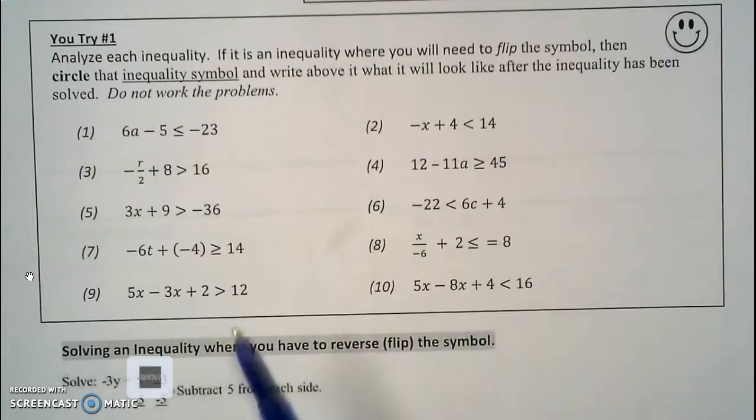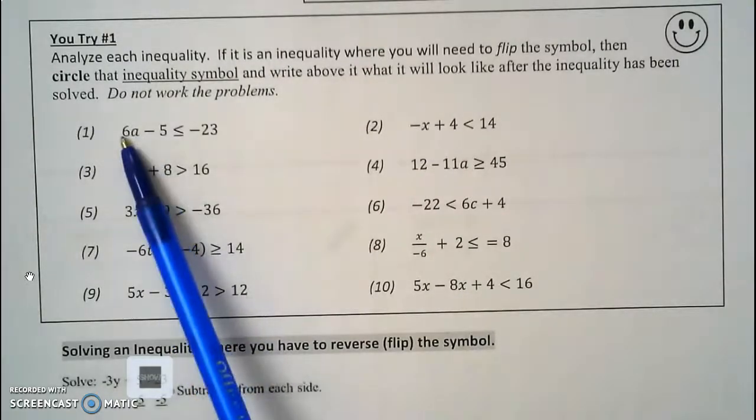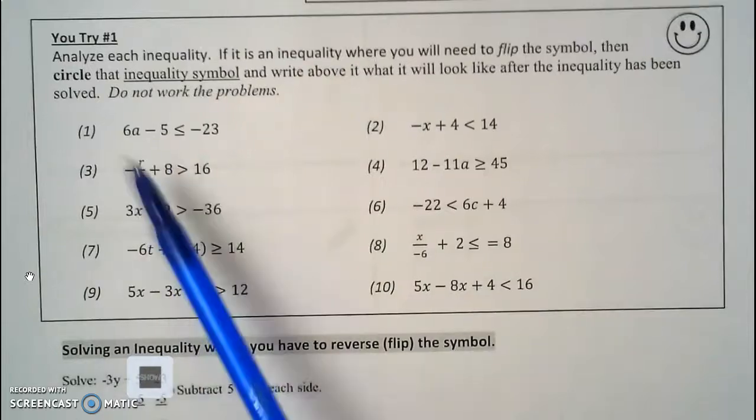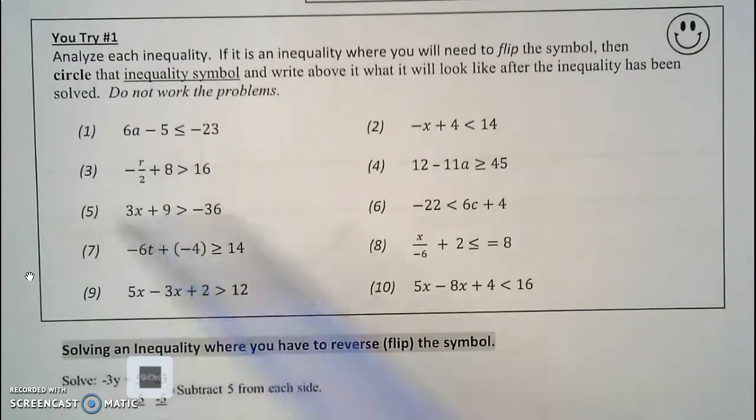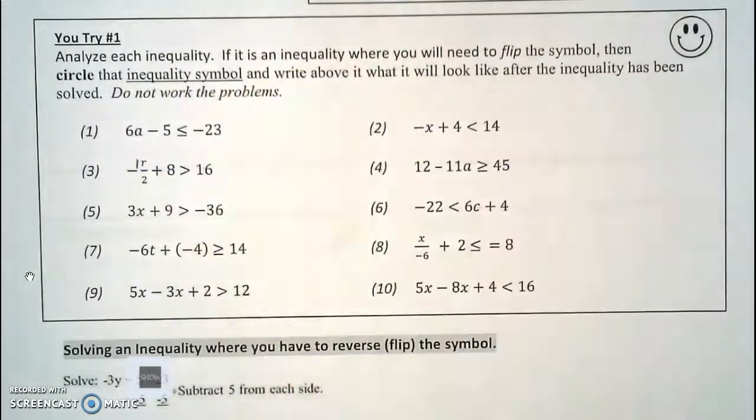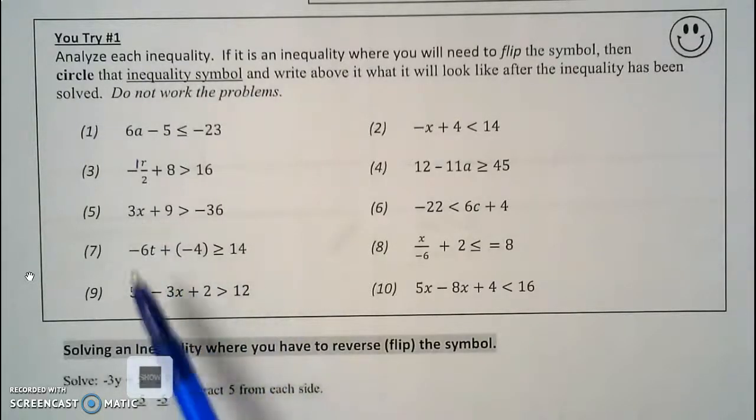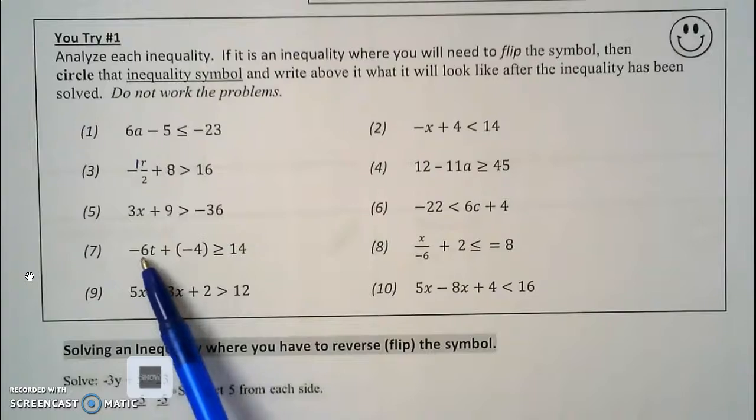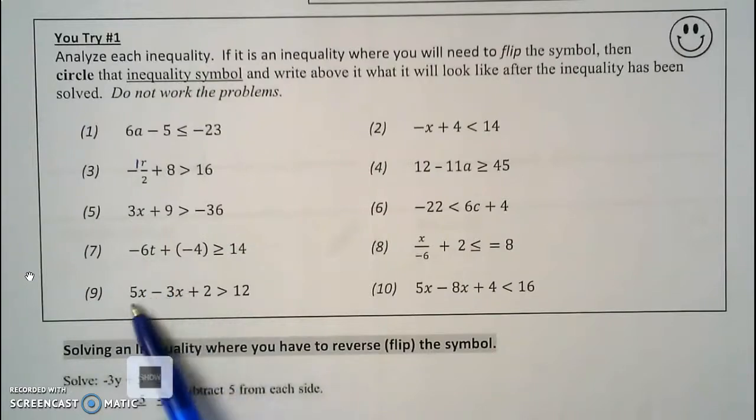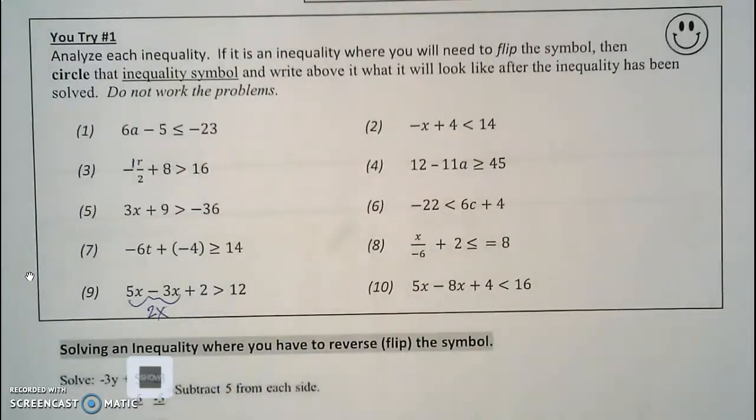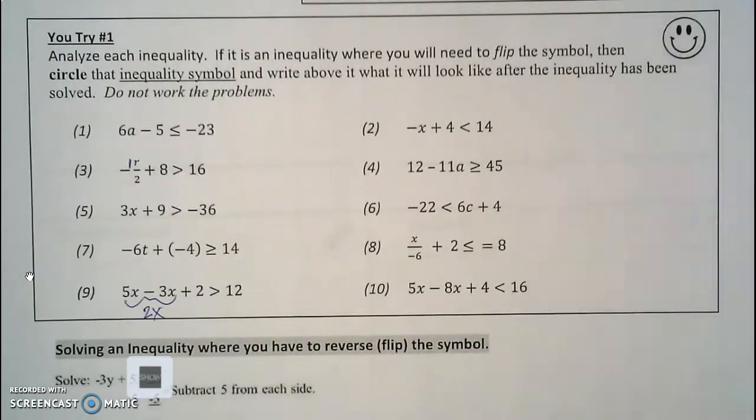We'll just read through these very quickly. See how that coefficient 6 is positive. I would not flip this one when I solved it. That negative tells me I will, because that's really the same as -1/2 r. So that one would flip. Positive coefficient would not. Negative coefficient, flip. Actually, I would combine like terms right here and call that 2x. That one would not flip. See what you think about these. You can pause the video and answer them, and I'll take a look in just a second.